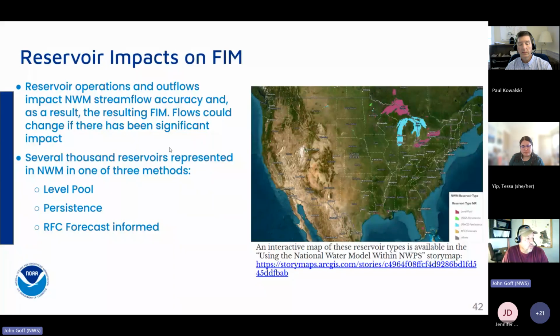So there's several thousand reservoirs represented in the FIM, and they base it off basically level pool persistence, or for the example of the Winooski or the Connecticut River, RFC informed forecast. But if you have some reservoir on some ungauged, unforecasted stream, you may not exactly know what that is. And some of these reservoirs are hydro operated, but there's not a forecast point there. It just depends on where you are.